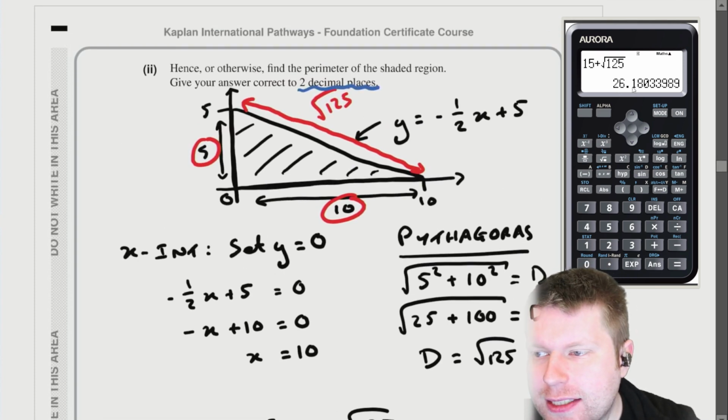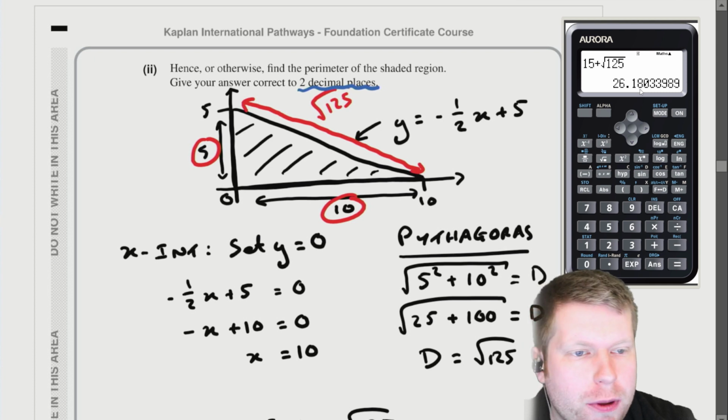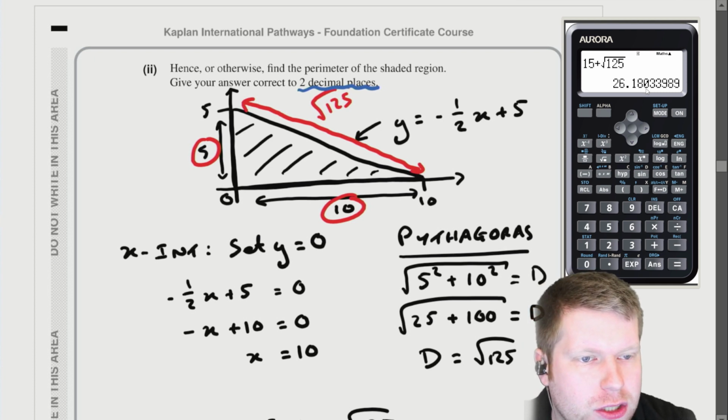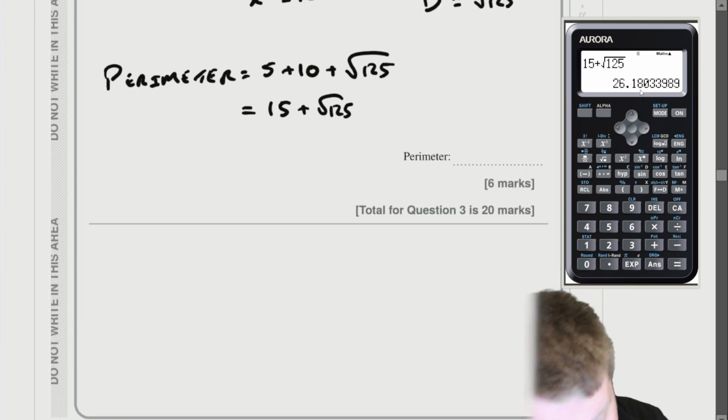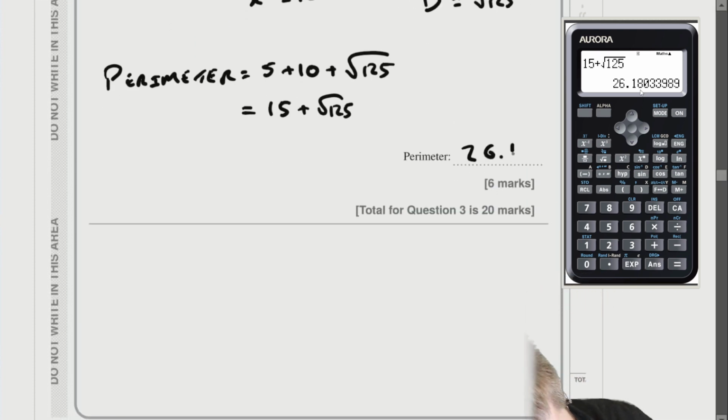So I've got 26.18. I want to stop at the 8. I just look at the decimal next to it. It's 0, so I don't need to round that 8 up. So as a result, the final answer here is going to be 26.18.